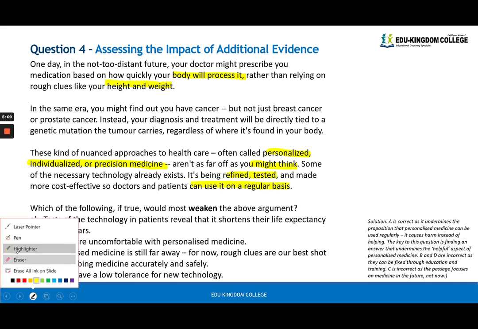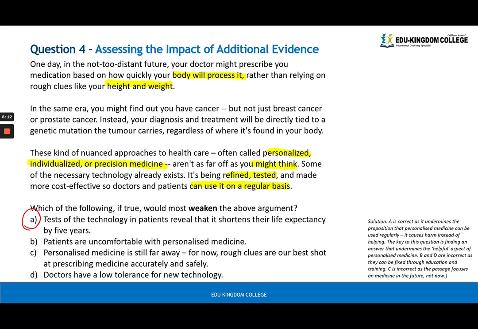Now, which one would weaken the argument? The answer is A. Tests of the technology in patients reveal that it shortens their life expectancy by 5 years. So this actually contradicts the argument that this medicine is very good, cost effective and should be used regularly. Why? If it shortens their life expectancy, it means they have less time to live, and that is obviously a negative, harmful thing. So A is the best one because it shows it's not a very helpful treatment. So A is the best answer here.